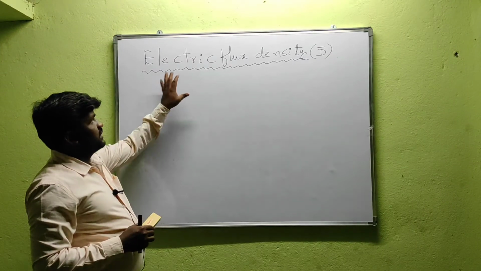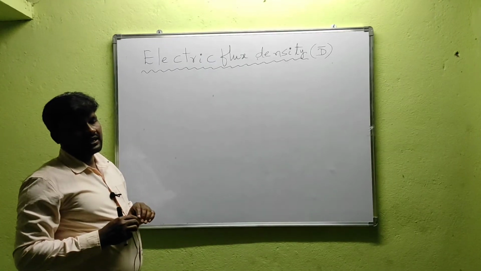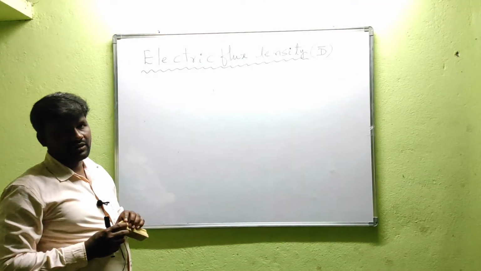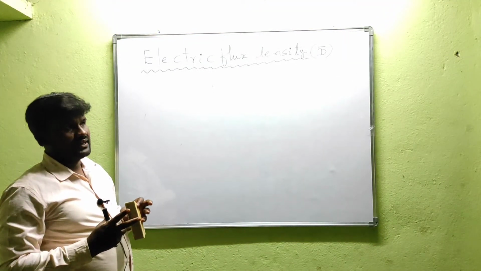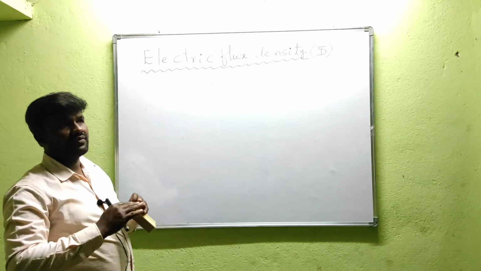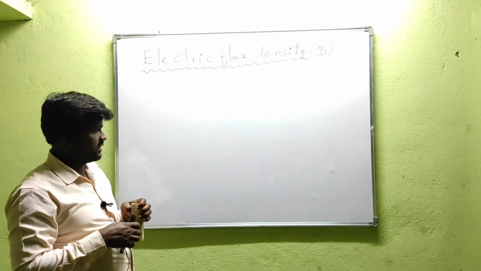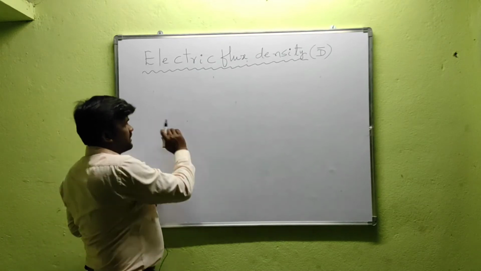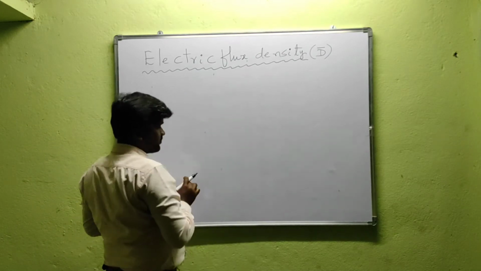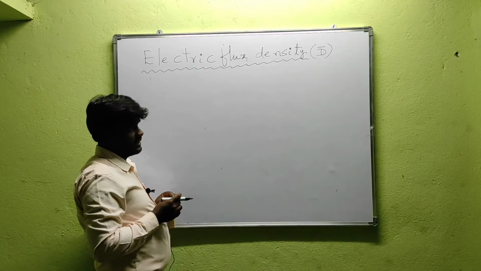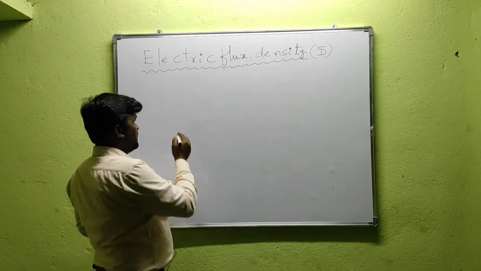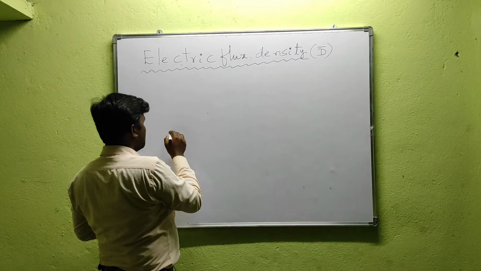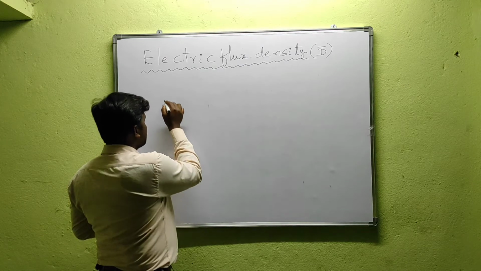So, the name itself, here you have electric flux. What is meant by electric flux? Electric flux is nothing but electric field lines of force. Electric field lines of force means basically this electric flux or electric field lines emanate from a positive charge and terminate at a negative charge. Let us consider a positive charge, that is Q positive, like this.